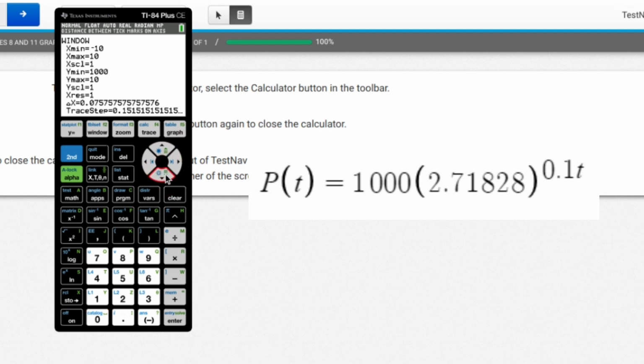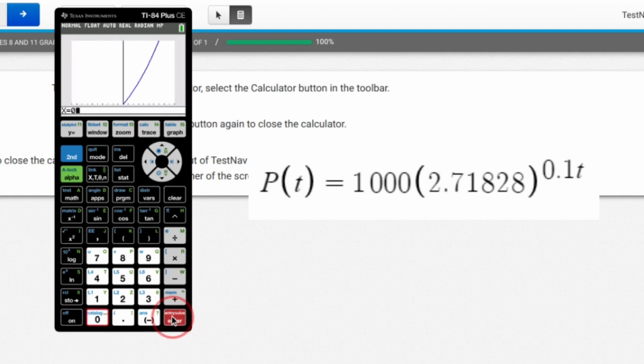Yes. Maybe change it to, I don't know, 2,000. See what happens. Who knows? Graph. Find the initial number of users when t equals 0. So why don't I just hit second trace, go to value, and type in when t or x equals 0, and I get 1,000. Well, that makes a ton of sense.